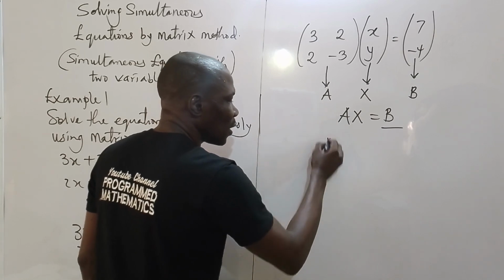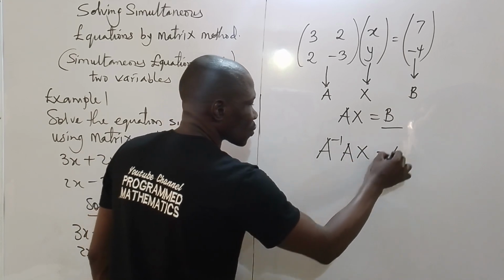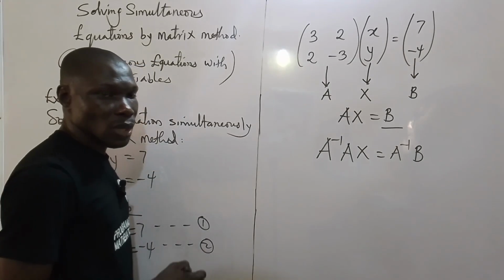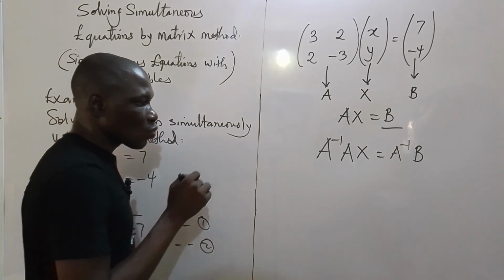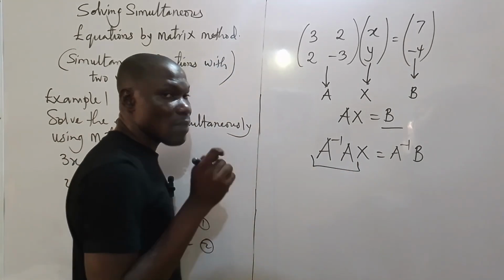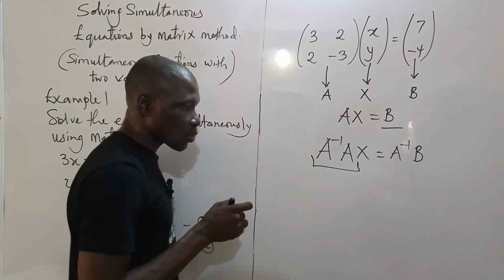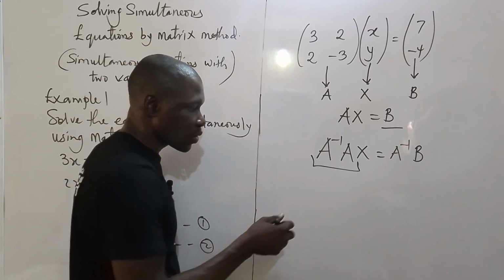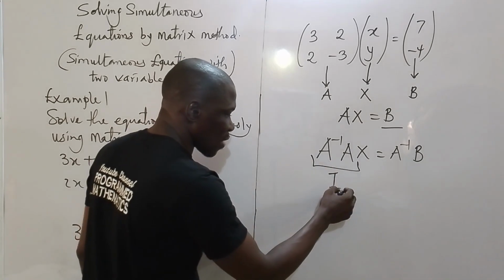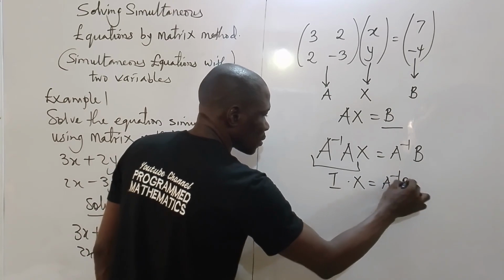So we are going to have the inverse of matrix A times A, X, equal to the inverse of matrix A multiplied by B. Now remember, I've told you in one of the videos, when you multiply a matrix by its own inverse, or the inverse of a matrix by the matrix, what you have is an identity matrix. So in this case, you have an identity matrix multiplying X equals A inverse times B.